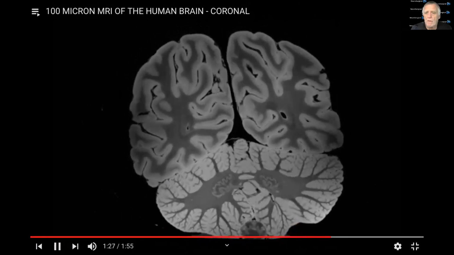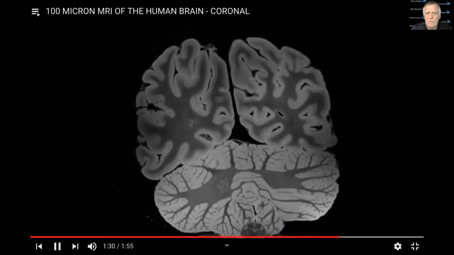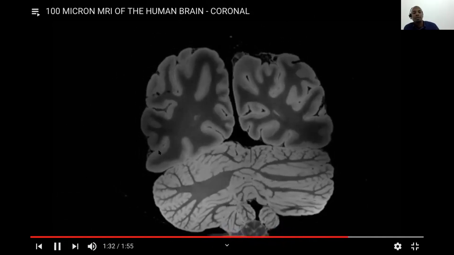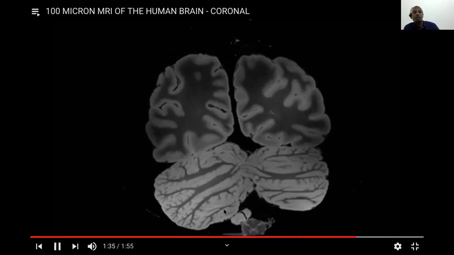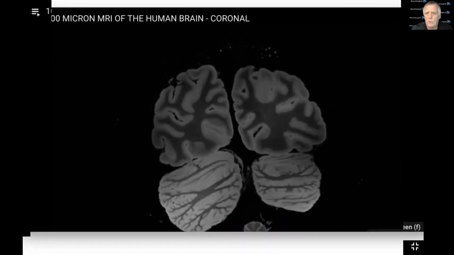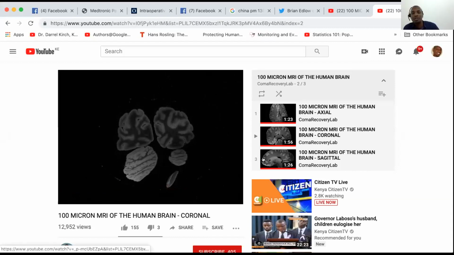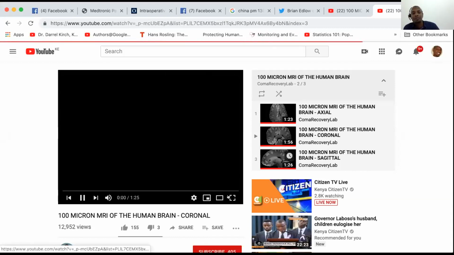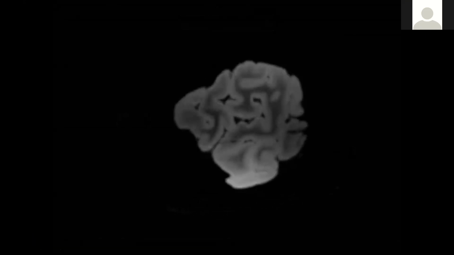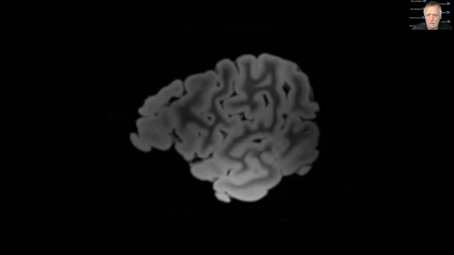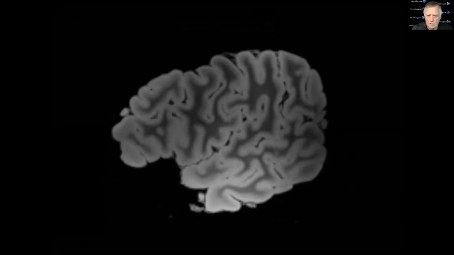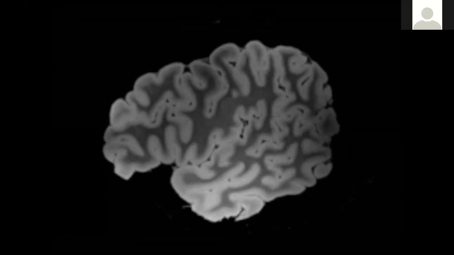This 100 micron MRI, is this new? This is new. This is from Massachusetts, and it took 100 hours apparently to be done. It's a good teaching tool, huh? It is for neuroradiology. We can actually see all those structures. So those are fine cuts, right? Very fine cuts. Yeah.